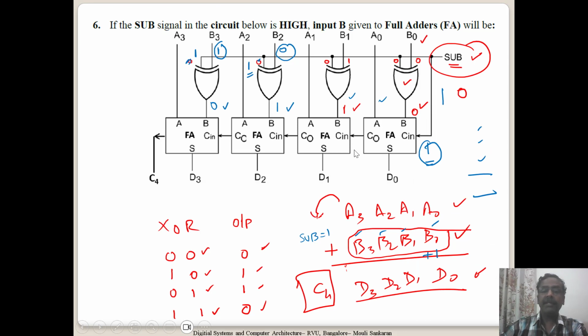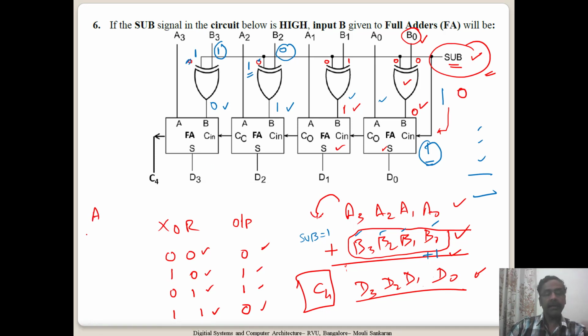Now, we were discussing how this sub signal plays a role in complementing the second input value, which is B, and then adding a 1 to it, because the same sub signal is coming here as a full adder input and it is going to be performing the addition here. 1 is getting added to the complement of the bit, which is then added by the full adder circuits given here. Now, what is the reason why we use the same full adder circuit to perform the subtract operation? Let me explain.